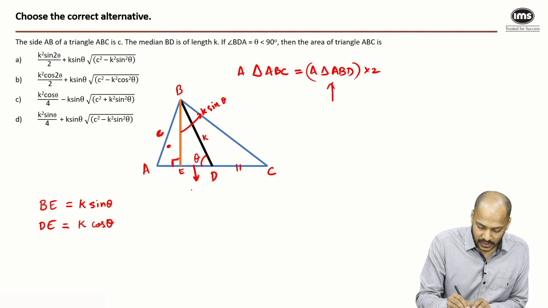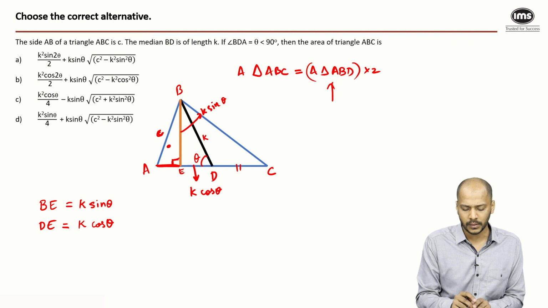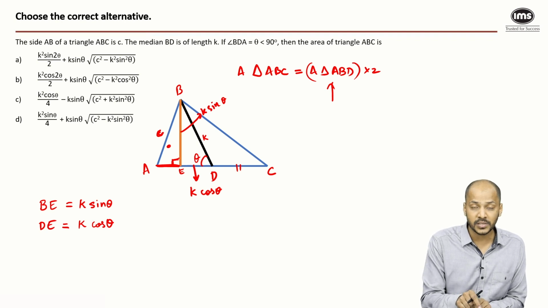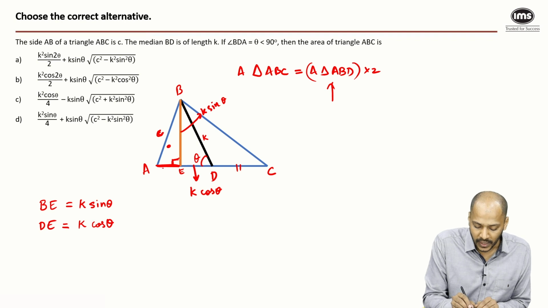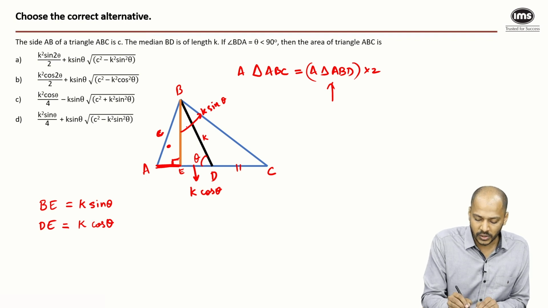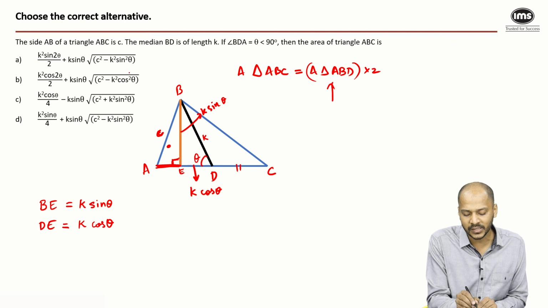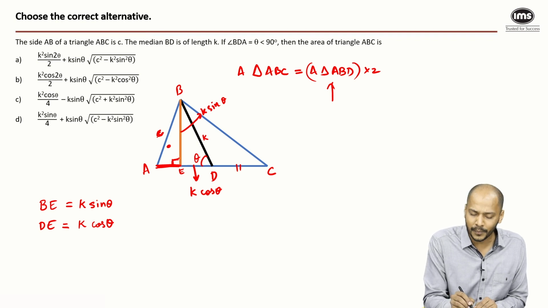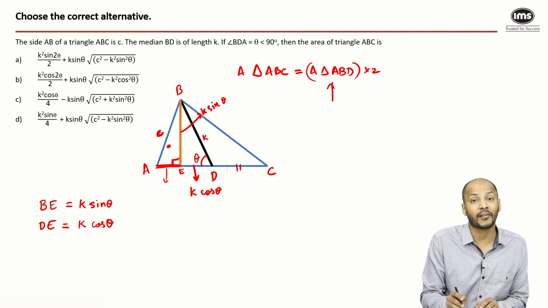And this one is k times cos theta. So will we be able to find the length of AE using Pythagoras theorem? The answer is yes, we would be able to find the length of AE, because this is k sine theta and this is c, and I see some term c square minus k square sine square theta. So I think Pythagoras theorem would be involved using these two. So I think I'm going in the right direction.